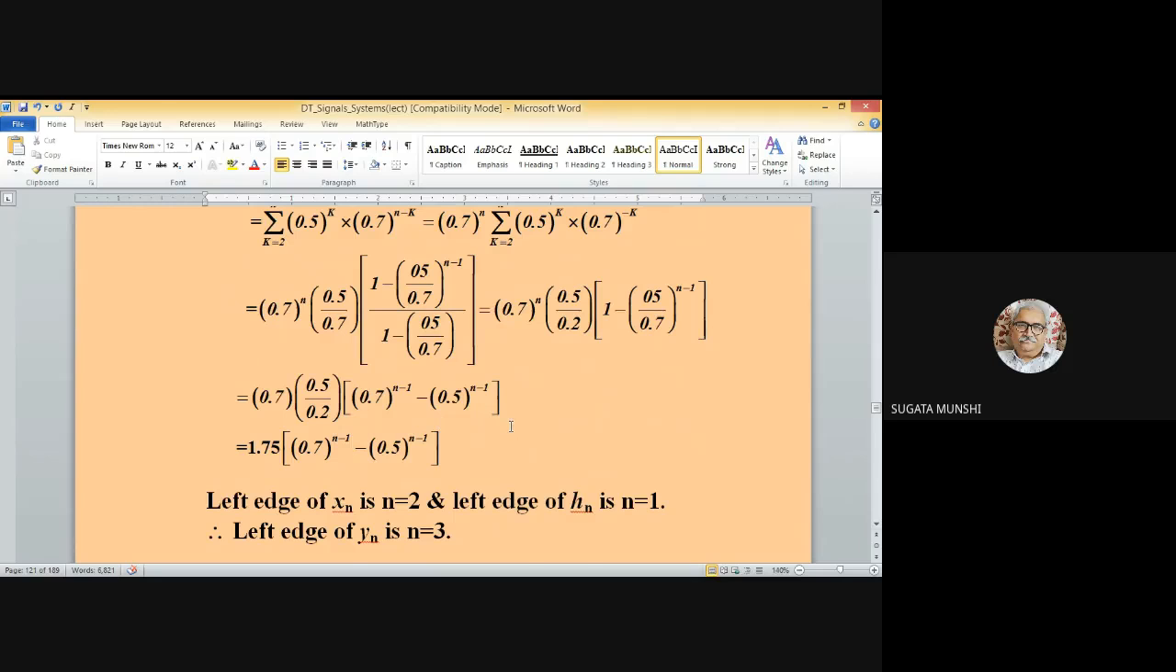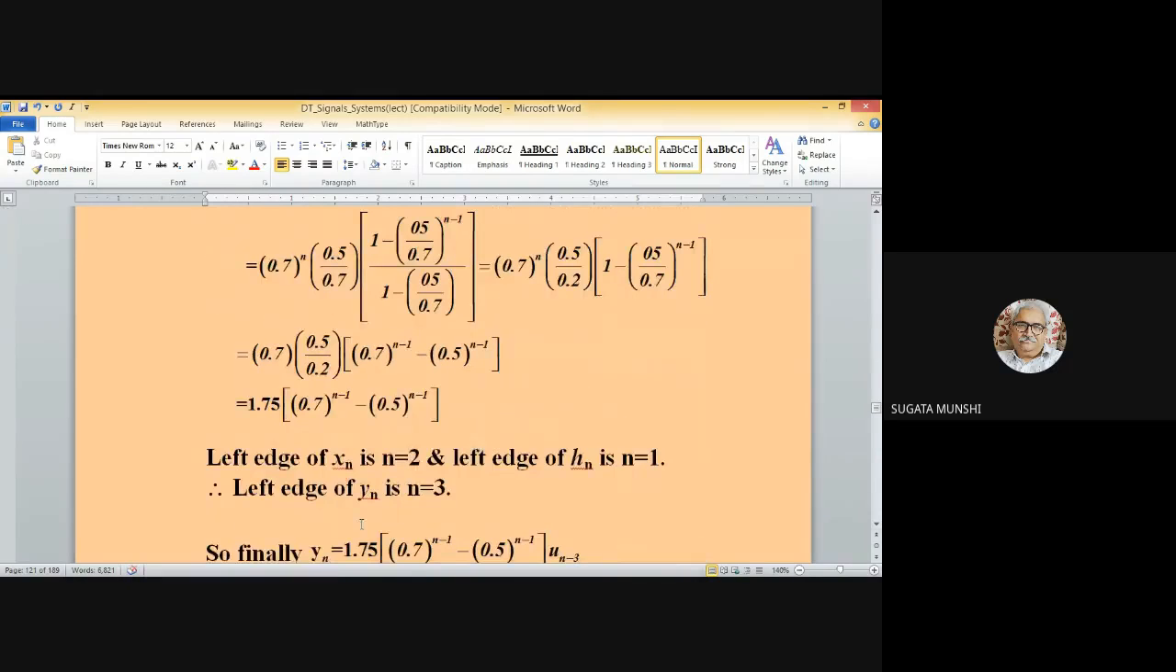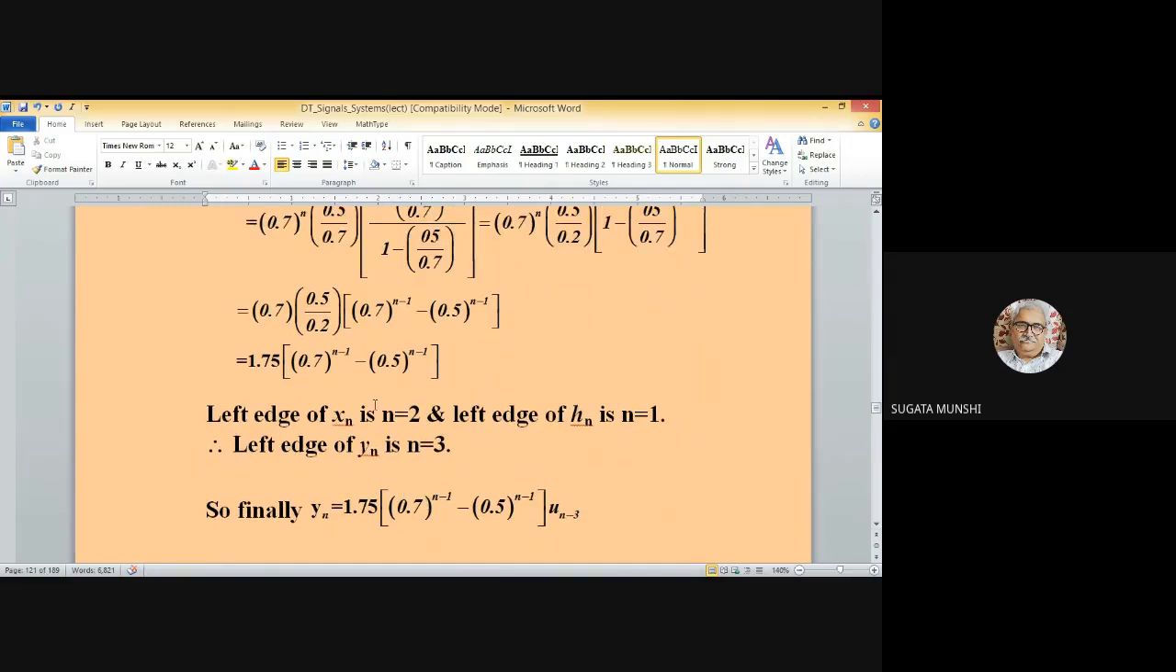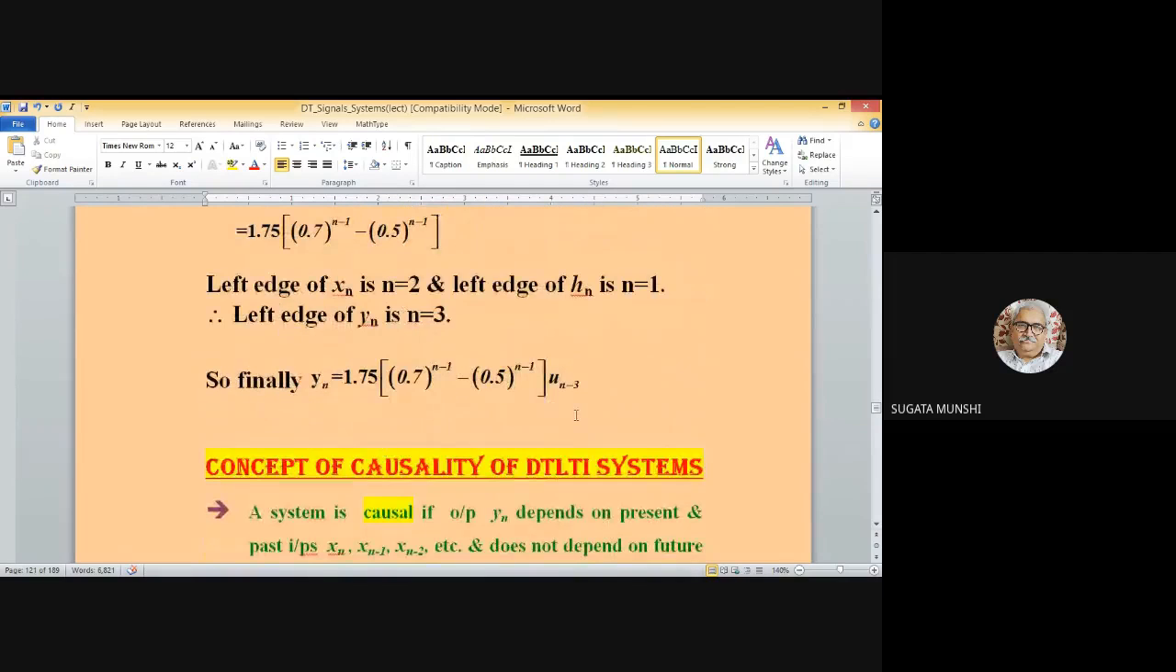Now the left edge of xn, from the expression you can easily find that the left edge of xn is n equal to 2 and the left edge of hn is n equal to 1. So left edge of yn will be n equal to 3. So actual expression will be that one times un minus 3. All right. To ensure that the left edge of yn is n equal to 3.